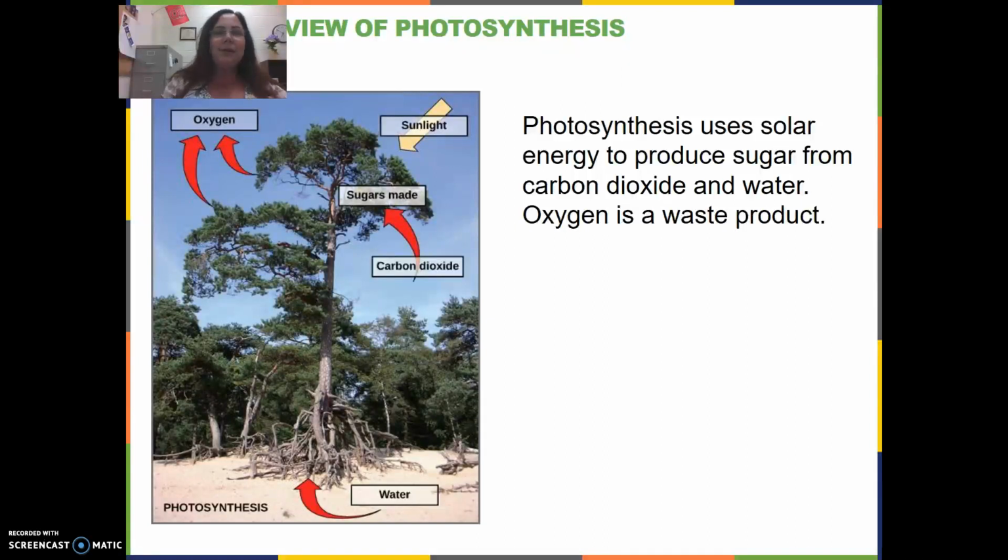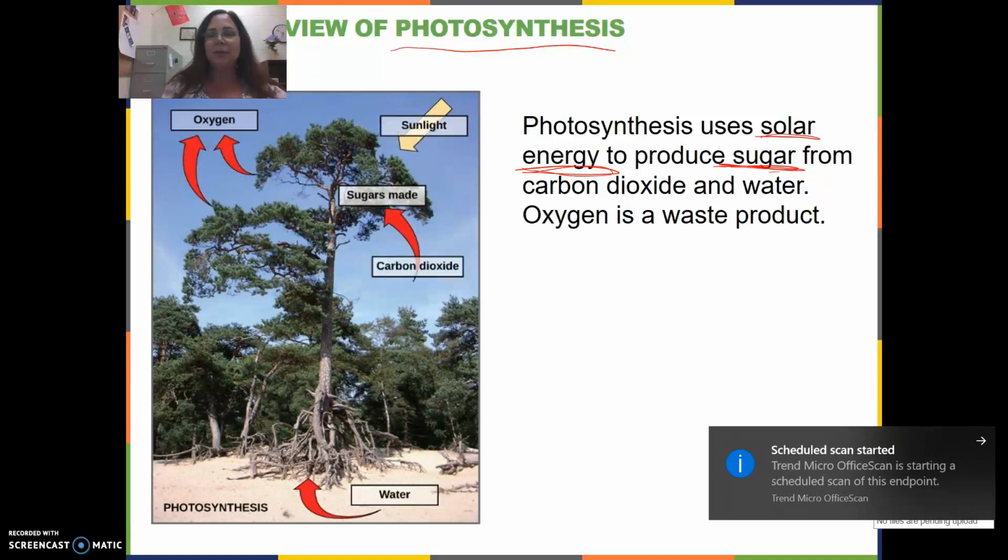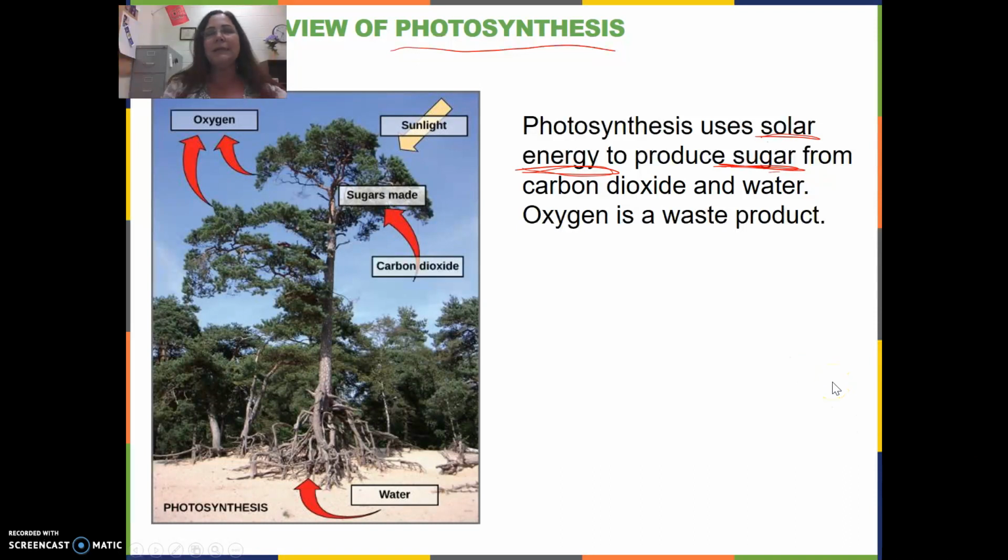So this is an overview of photosynthesis. Photosynthesis uses solar energy, meaning sunlight, to produce some type of sugar. As we learn about photosynthesis, we're going to use glucose, but we also know there are other sugars and other carbohydrates that plants produce. Plants can also produce fructose, as well as glucose, but we're just going to use glucose to keep it simple. And photosynthetic organisms produce sugar from carbon dioxide and water.